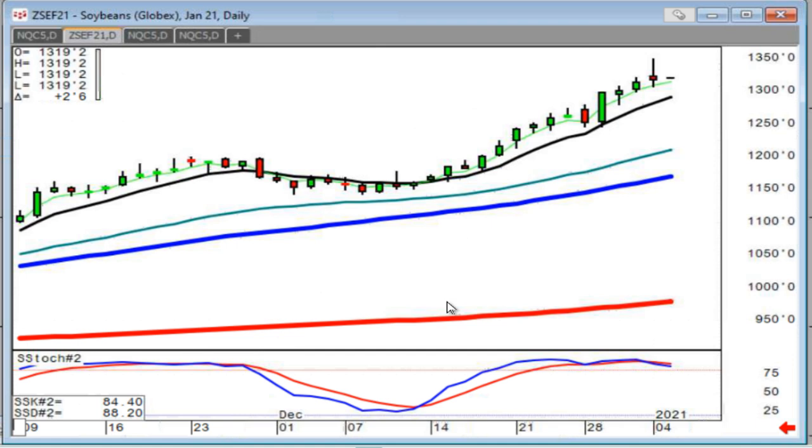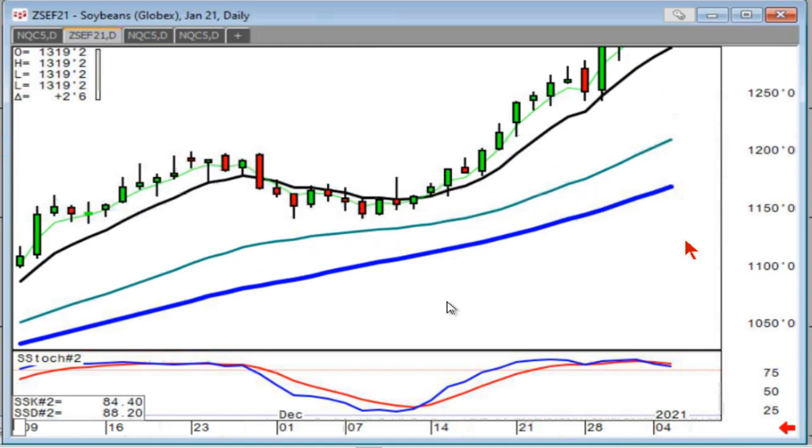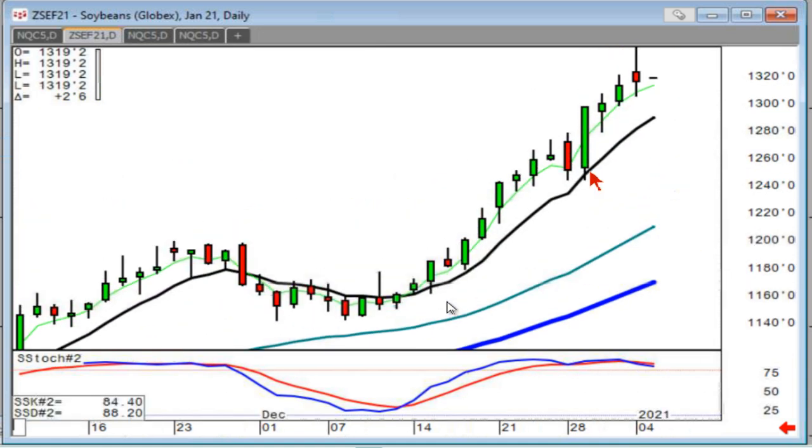This is your soybeans. Now this is more significant than right here. This was a 43-point day, which is huge, as you can see, for soybeans. But you can see the pattern, and you can see the result. As long as it stays above the T line, let alone the 3T line, you can stay long.